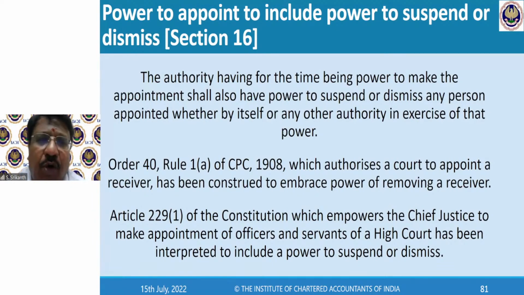Order 40, Rule 1A of CPC, which authorizes the court to appoint a receiver, has been construed to embrace power of removing. So even though it is not mentioned in the statute, you can use section 16 of the General Clauses Act to conclude that if you have the power to appoint, then you will automatically have the power to remove. Article 229(1) of the Constitution empowers the Chief Justice to make appointments of officers and servants of the High Court. All the other judges are appointed by the Chief Justice. That includes the power to suspend or dismiss.